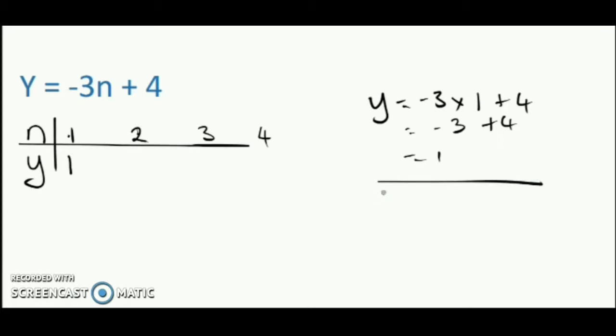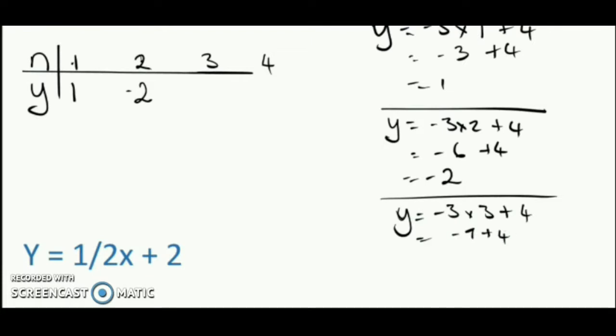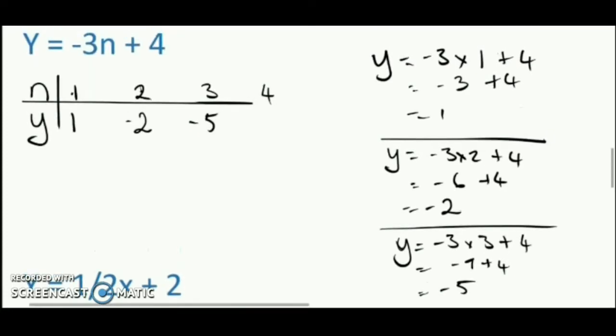The second number in the sequence, y is equal to negative 3 times 2 plus 4. Negative times positive is a negative, negative 6. Negative 6 plus 4 gives us negative 2. The second number in the sequence is negative 2. The third one, y is equal to negative 3 times 3 plus 4. Negative 9 plus 4 gives us negative 5. Look what's happening. Our multiplier, our constant difference is negative 3. Take away 3, take away 3. Take away 3 would give us negative 8.